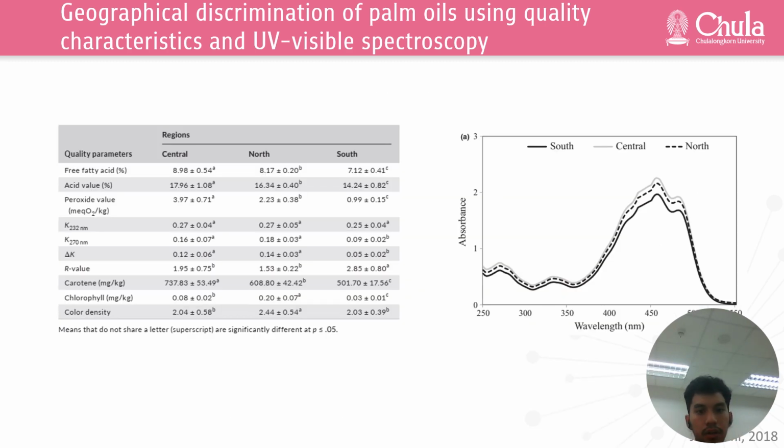So you can see on the left hand side, these are the quality parameters that they want to analyze from the samples, mainly the K extinction values, the color density, and chlorophyll content. And the second one, they are using UV-Vis on the spectra from 250 until 600 nm to get the result, the spectra.